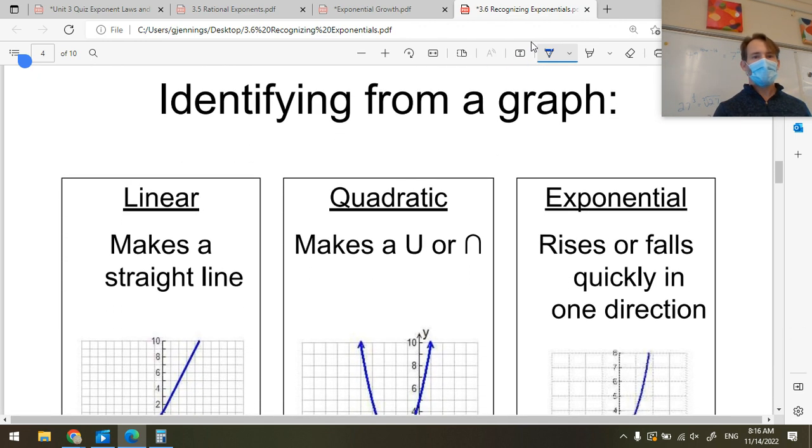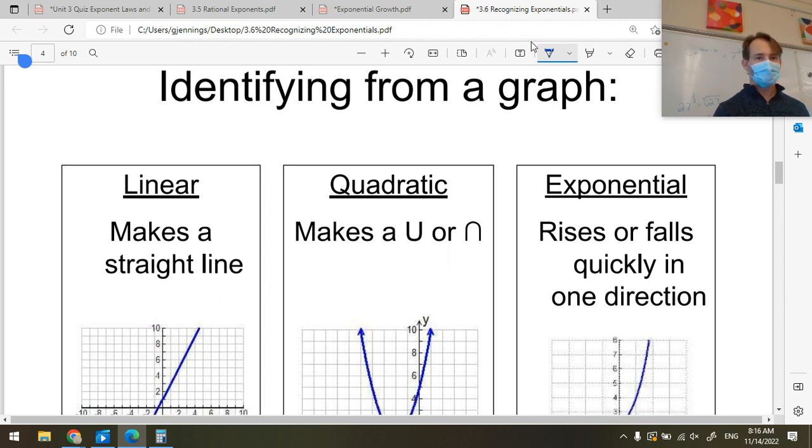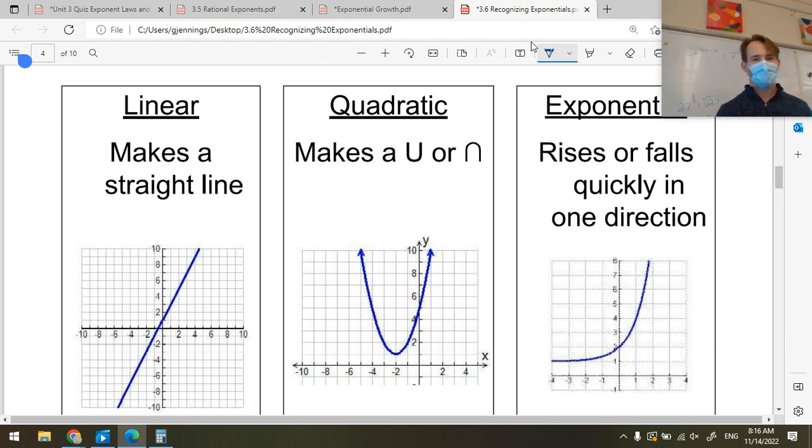All right. So now let's take a look at how we identify them from a graph. Well, linear ones make a straight line. Quadratic ones have a u or an upside down u. And exponential ones rise or fall quickly in one direction, but only in one direction. They don't rise on both sides the way a parabola does. Like parabolas, they're curves. But unlike parabolas, we'll see that the way they curve is a little different. And we're going to take a look at that more when we look at point by point. So I'll let you get this down for just a second while I prepare the next interactive activity.